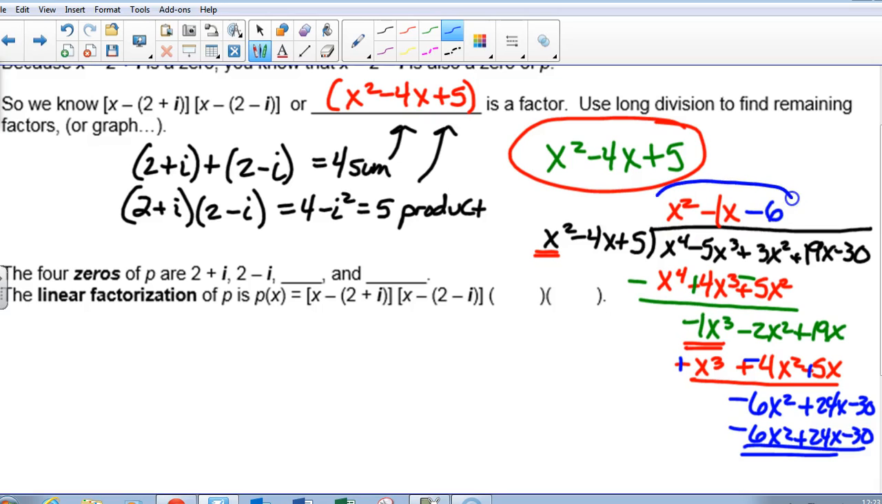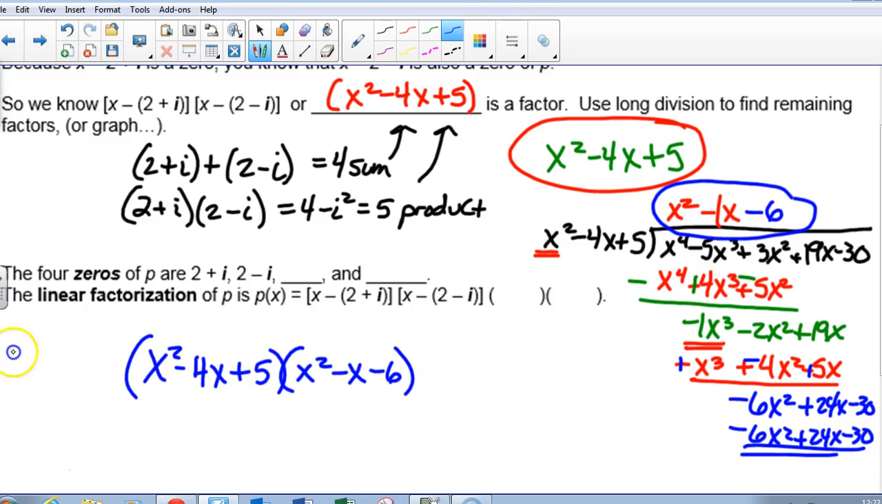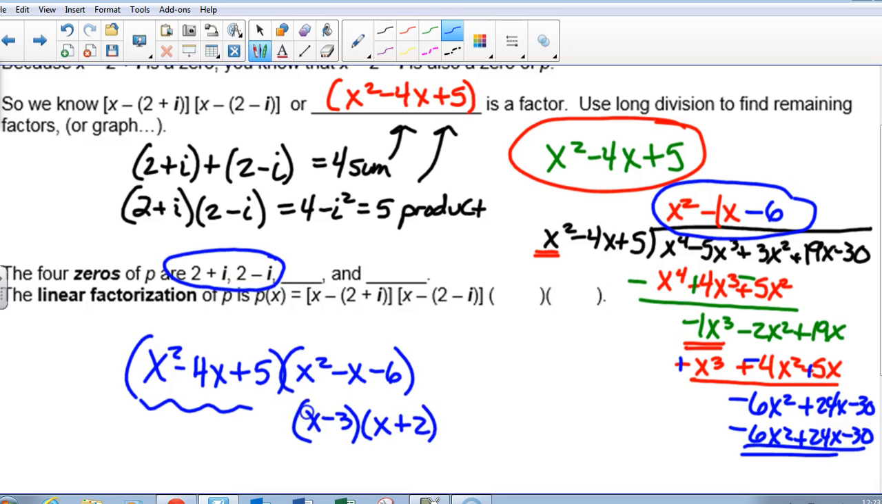So if we had this as our remainder, x squared minus 4x plus 5 with an additional factor of x squared minus x minus 6, that's our original polynomial. This does not factor nicely because it has these two zeros. Does this factor nicely? X minus 3 and x plus 2. So could we have found the additional zeros by just graphing, 3 and negative 2?